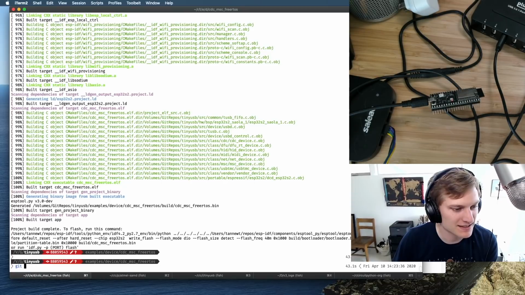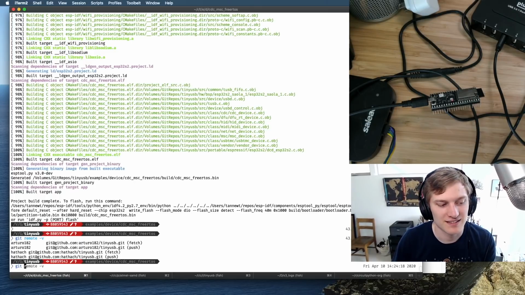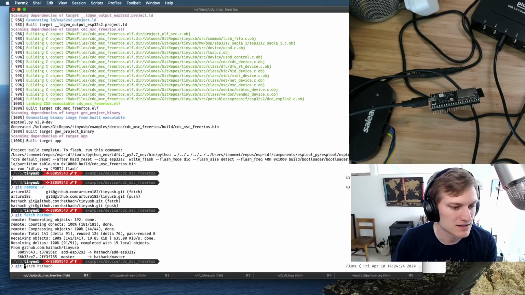Okay, so let's see what I named my remotes here. And see, I did name it after TAC. So let's just do the same thing I did before.